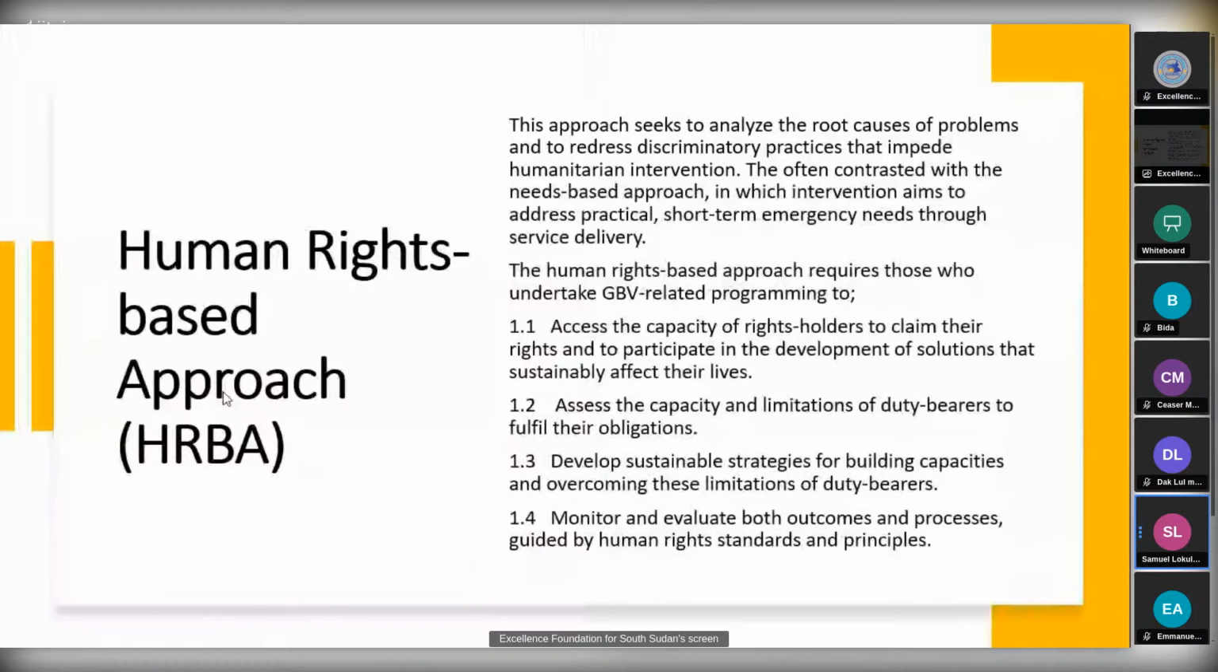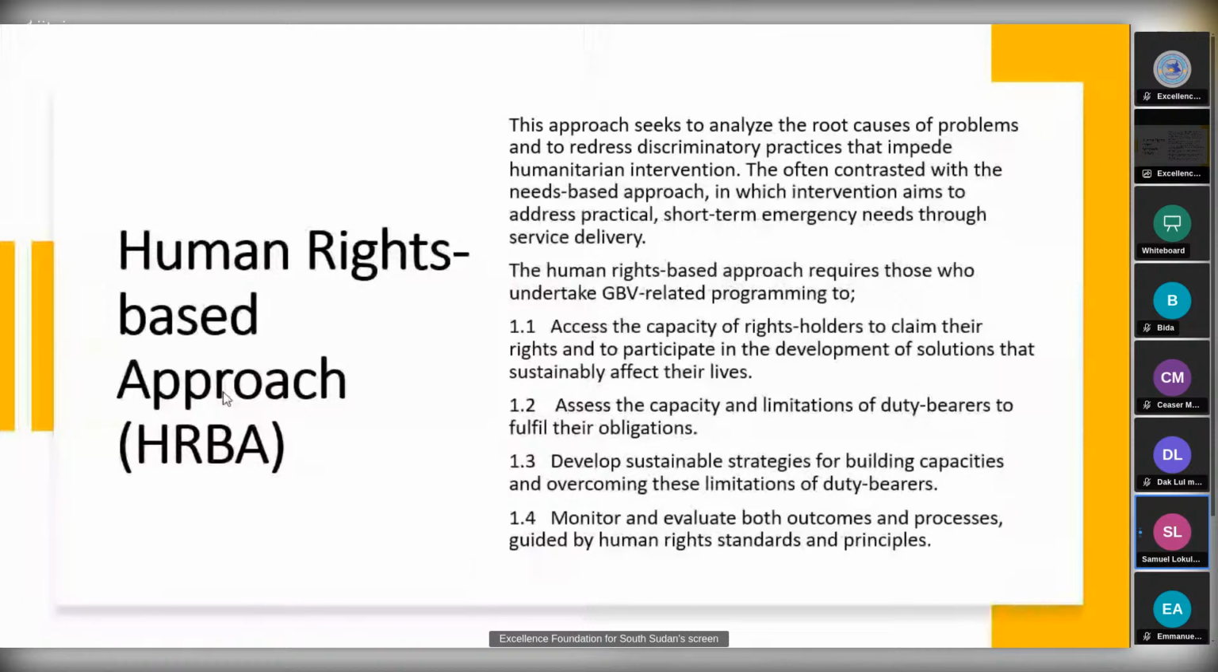The last bullet here: monitor and evaluate both outcomes and processes guided by human rights-based standards and principles. So after doing, you need to monitor this activity, what you have provided. Is it helpful? Is it needed by the people? Are people happy with what you have done, or is there something else? So you need to monitor and evaluate the outcomes and then what next after this.